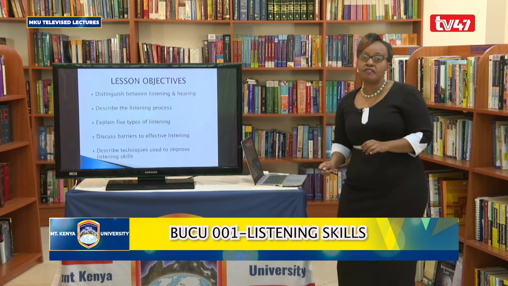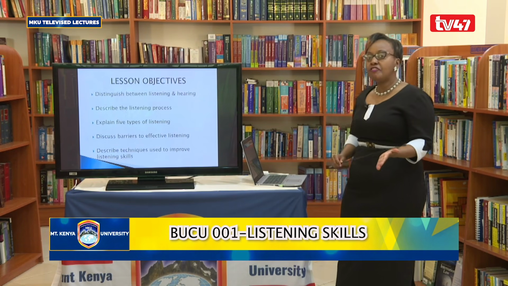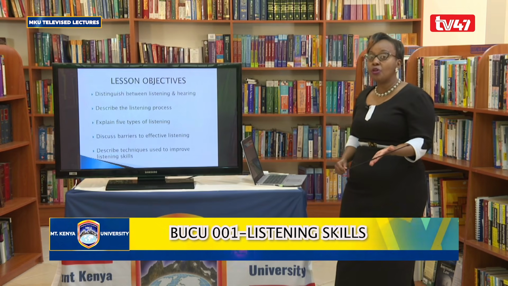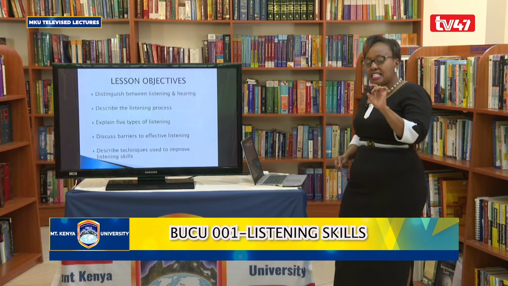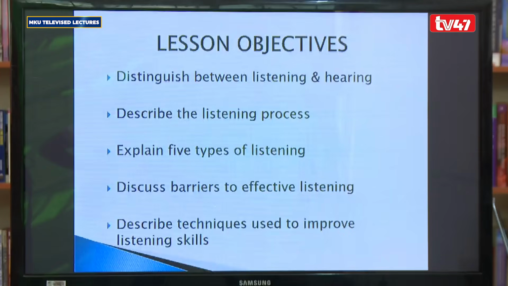So the lesson objectives. Objective number one. By the end of this lesson, you should be able to distinguish between listening and hearing. Number two, describe the listening process. We'll see that listening is a process that is made up of several steps. And then number three, objective, explain five types of listening. And then four, discuss barriers to effective listening. And lastly, you describe the techniques that we can use to improve our listening skills. So those are the lesson objectives.